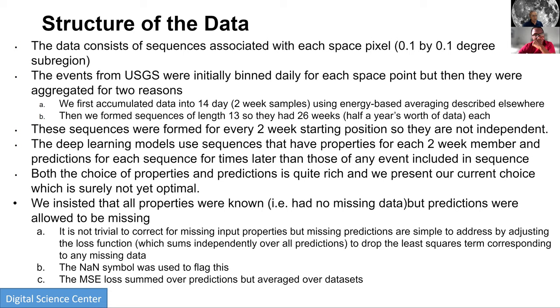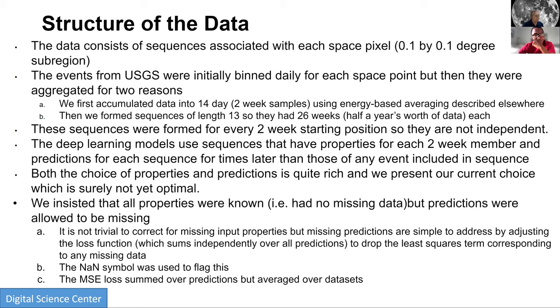And then you take these sequences, you associate with every sequence the input data, which is calculated every 2 weeks. We will discuss later what the input data is. And then at the end of the 13 weeks, they make a prediction. So every sequence, which is 13 time values, has a prediction, and every time value has a property.